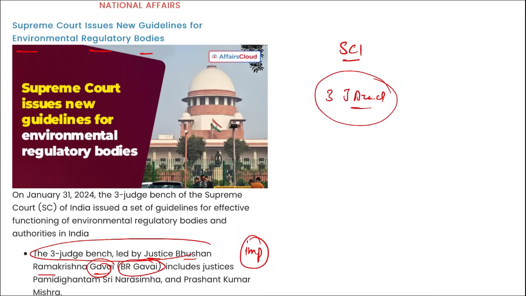Also, remember, the appointment should be made regular to ensure continuity, so that there is no gap in the functioning, and the organization should be staffed with people with the requisite knowledge, that is the technical expertise required for that particular job. The authorities and the bodies must receive sufficient funding, and their finances must be certain and clear. These are some of the guidelines specifically for the environmental regulatory bodies that were issued by the Supreme Court of India, led by a 3-judge bench. And remember, this 3-judge bench was led by Justice Bhushan Ramakrishna Gavai.